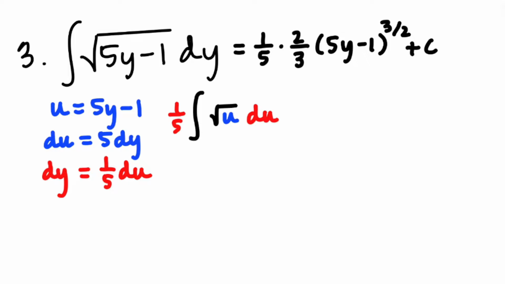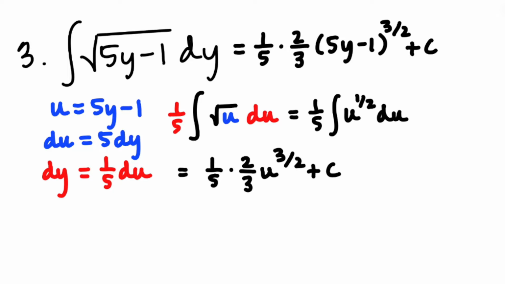Okay, I might rewrite this to make sure I'm executing the power rule correctly. That's u to the 1/2 power. I'm going to add 1 to that power. That's 3/2 divided by that new power. That's where I'd get a 2/3. And 1/5 times 2/3 u to the 3/2 plus c. Okay, and u equals 5y minus 1.